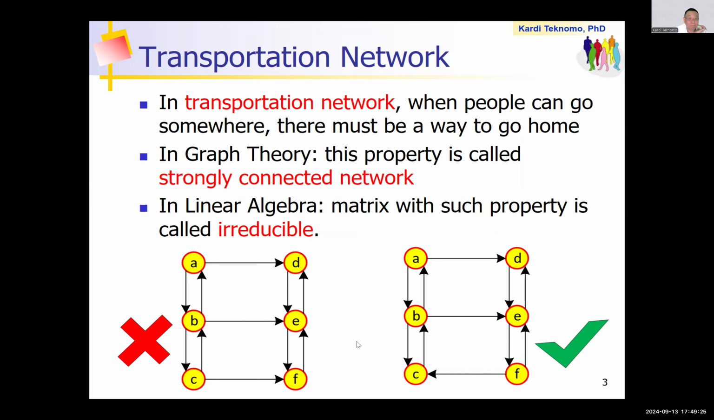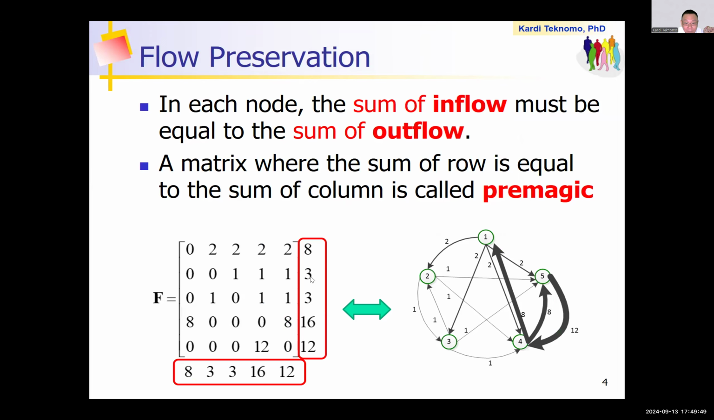So up here, the left side is not a transport network, the right side is. So a transport network must be strongly connected. The terminology is strongly connected network, which is equal to irreducible. Is that okay? Just a name. Next, in any node, we assume that the sum of inflow is equal to the sum of outflow. So in this case, for example, here, can you see?